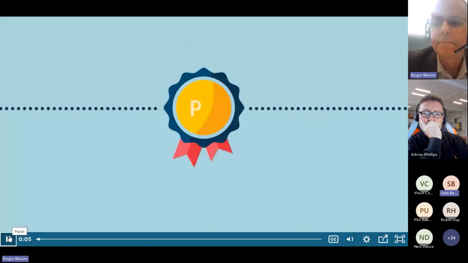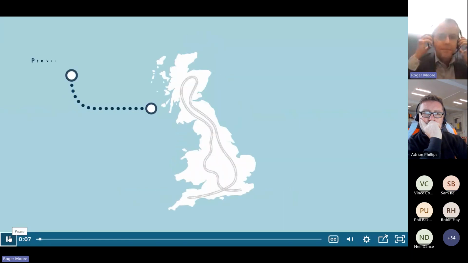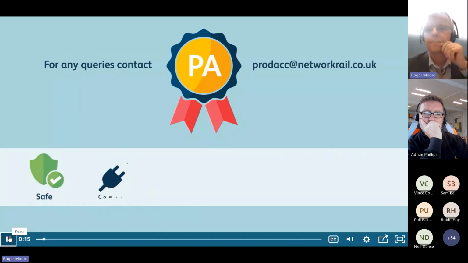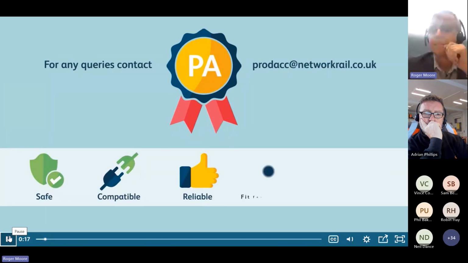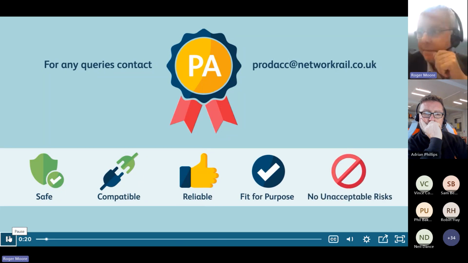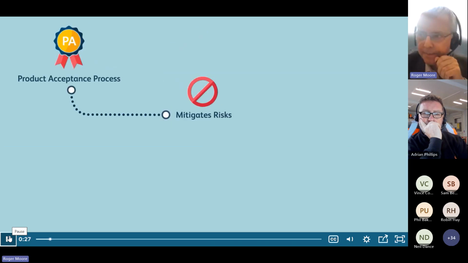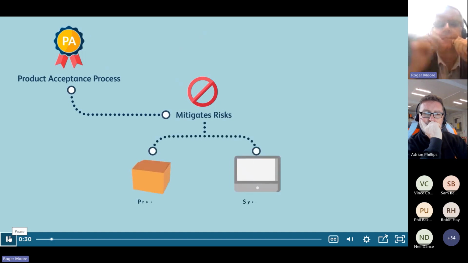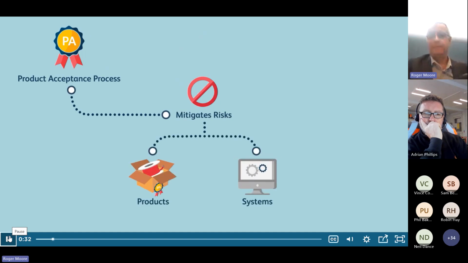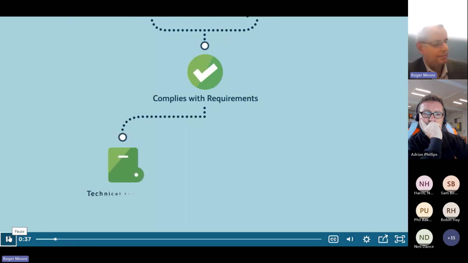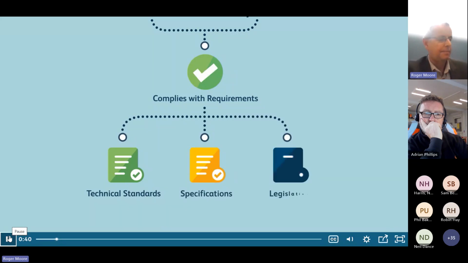Product acceptance was introduced in 1994 to provide assurance that products accepted for use on or about the UK rail infrastructure are safe, compatible, reliable, fit for purpose, and do not export unacceptable risks to the operational infrastructure. The product acceptance process helps mitigate the risks associated with the installation or use of products and systems on the infrastructure by making sure that they comply with the requirements of technical standards, specifications, and legislation.